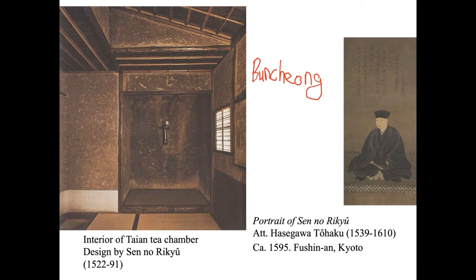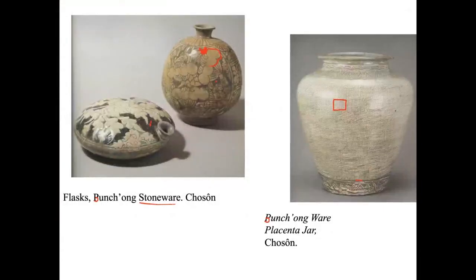So this man, Sen no Rikyu, that you see in this portrait, was a tea master for Toyotomi Hideyoshi, and he emphasized the simpleness of the tea ceremony. So a room like this, a tea chamber, is very humble. You have exposed wood. It's very small. It's head to head. So here he admired pottery like this to be used.